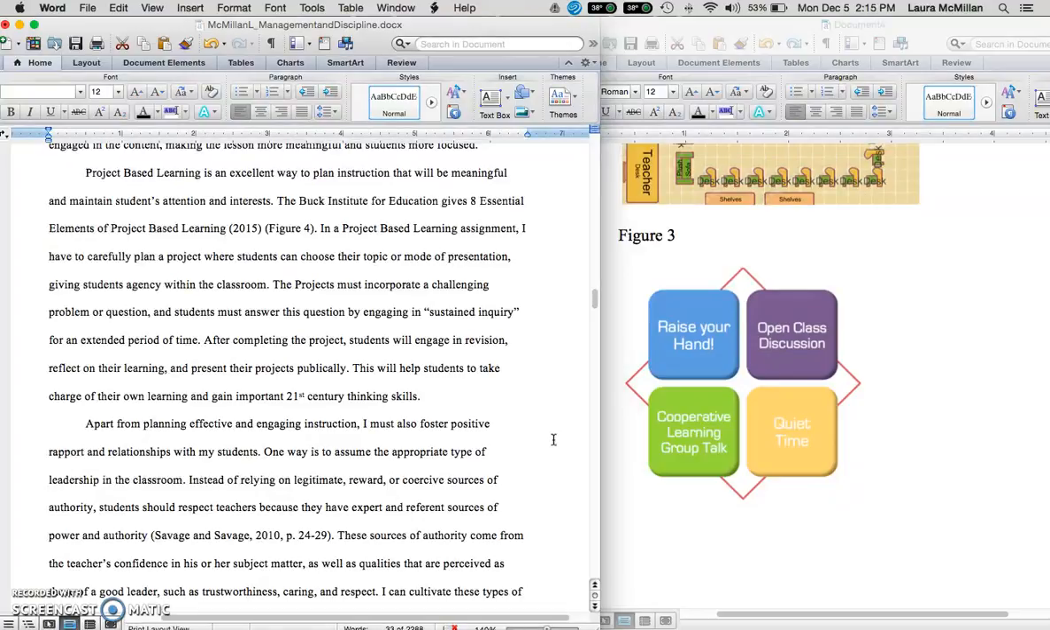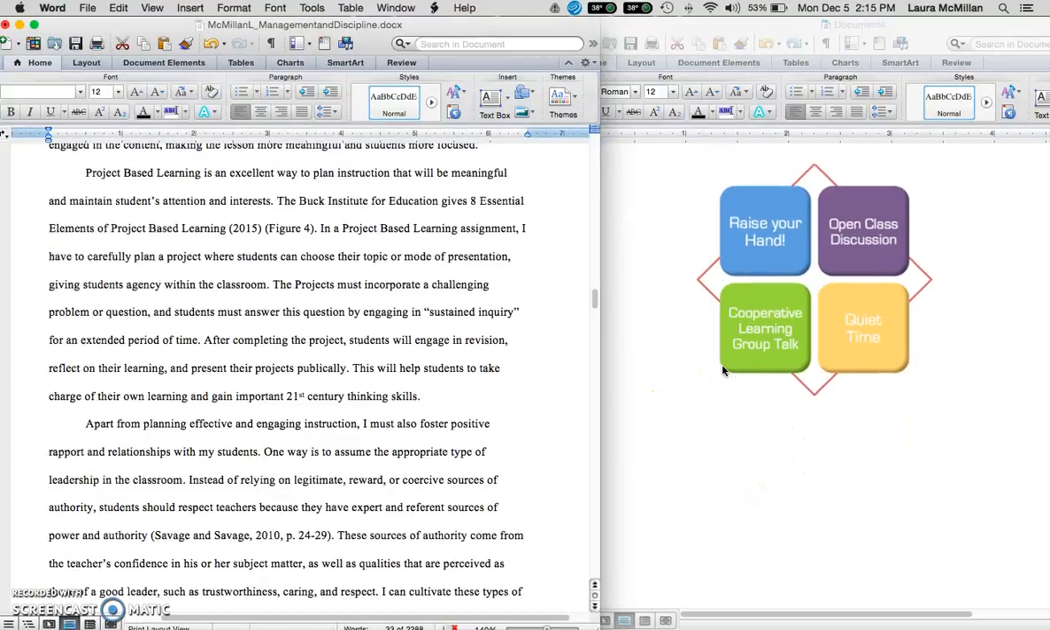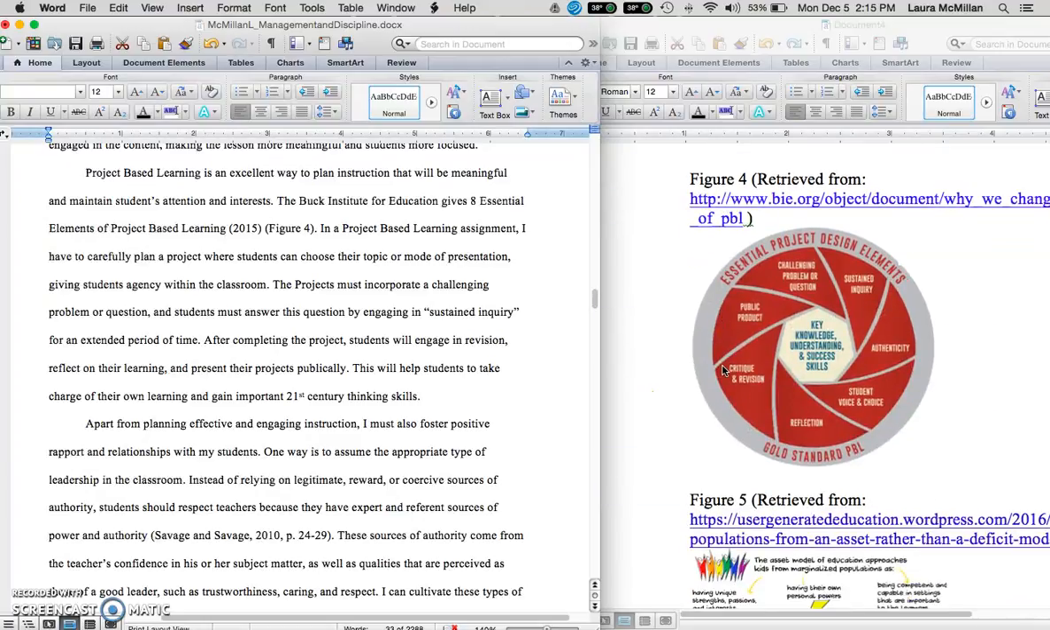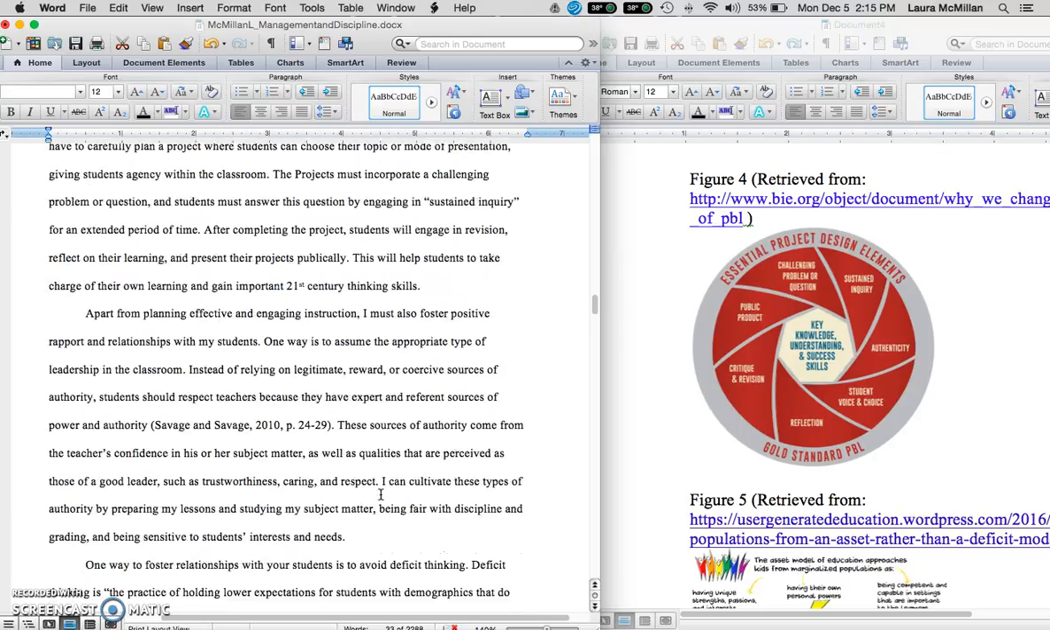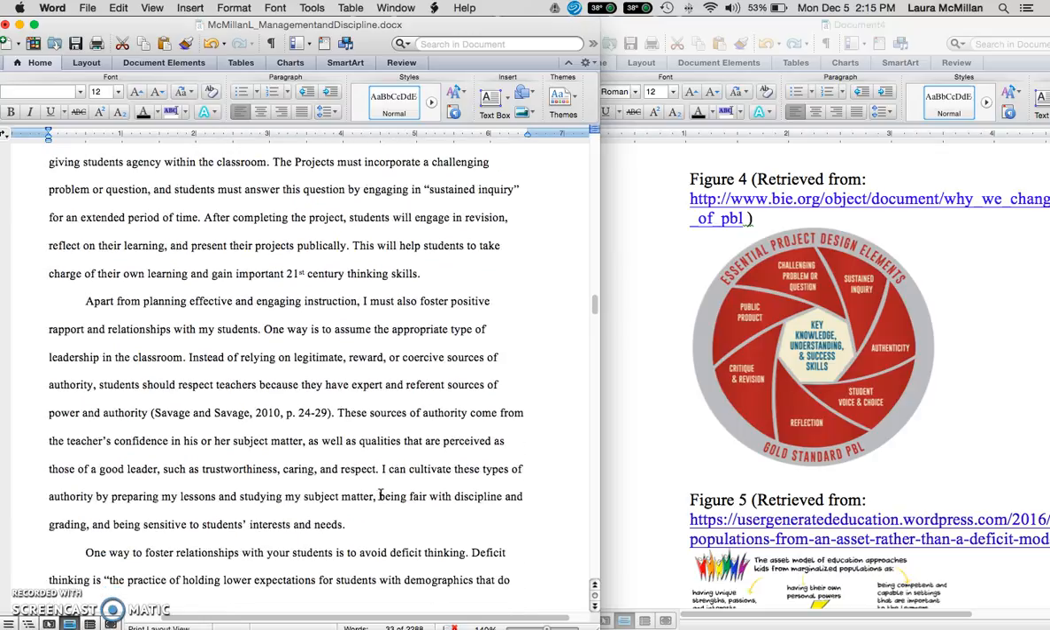interests. The Buck Institute for Education gives 8 essential elements of project-based learning. Here's the graphic here. In project-based learning assignment, I have to carefully plan a project where students can choose their topic or mode of presentation, giving students agency within the classroom. The projects must incorporate a challenging problem or question, and students must answer this question by engaging in sustained inquiry for an extended period of time.